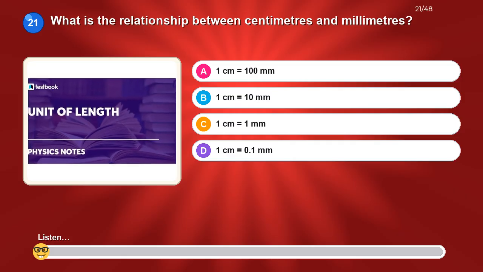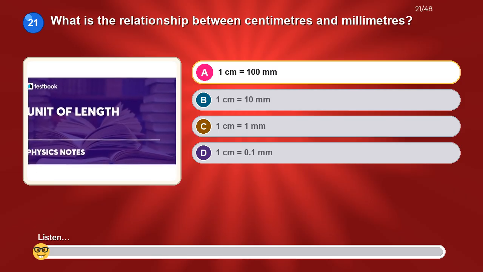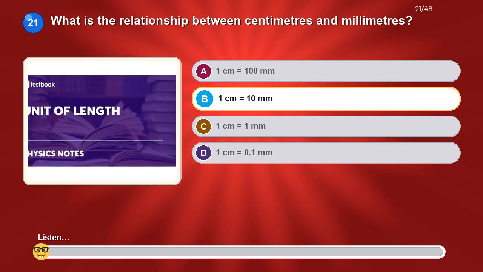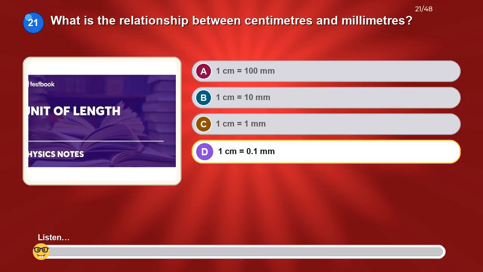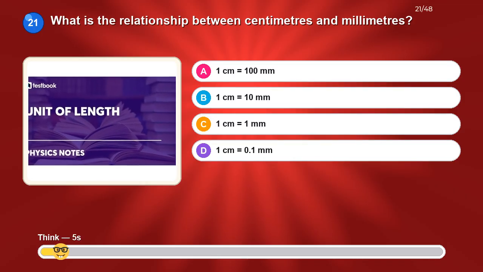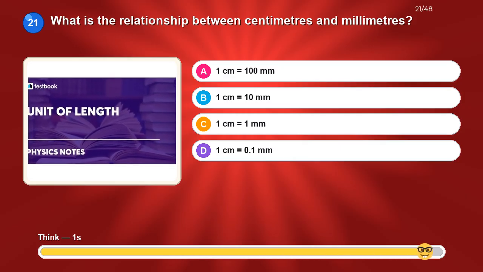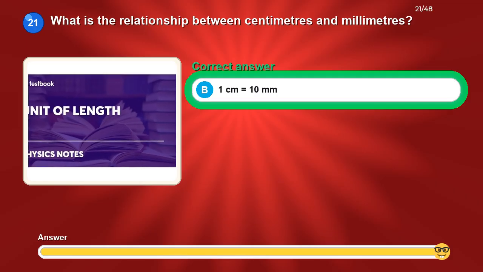What is the relationship between centimeters and millimeters? Option A, 1 centimeter equals 100 millimeters. Option B, 1 centimeter equals 10 millimeters. Option C, 1 centimeter equals 1 millimeter. Option D, 1 centimeter equals 0.1 millimeters. The correct answer is 1 centimeter equals 10 millimeters.